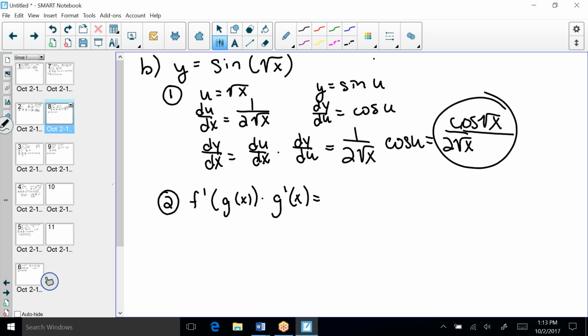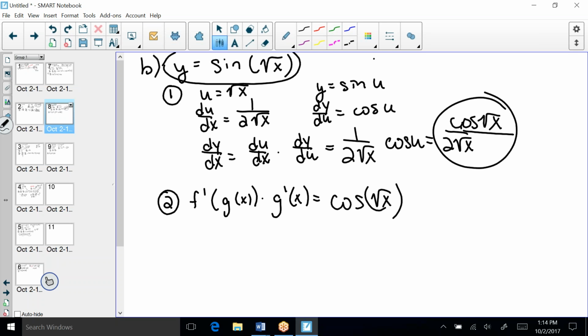All right, let's look at the functional notation, f prime of g of x times g prime of x. So f prime, looking at the same function, the derivative of the outside is sine, so we're looking at cosine of something. The something is going to be g of x. I'm just going to copy the inside function. Don't do anything to it, just copy it. The inside function is square root of x. So it's going to be the cosine of the square root of x.